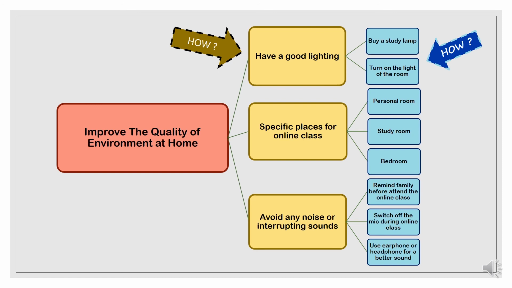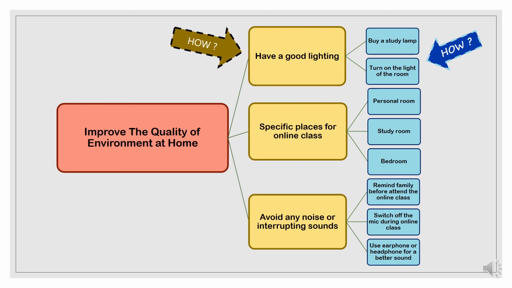So we move to the first one, which is have a good lighting. It is explained by: each student can buy a study lamp to have good lighting, or they turn on the light of the room, so it will be better to have a quality environment at home while having an online class.